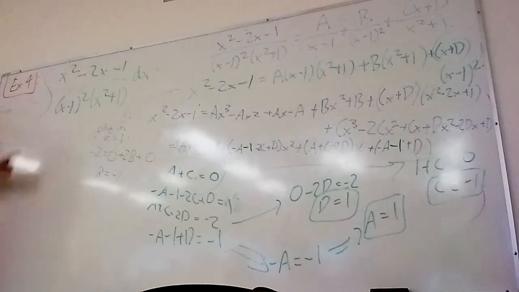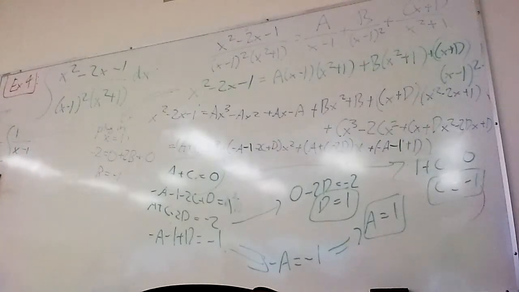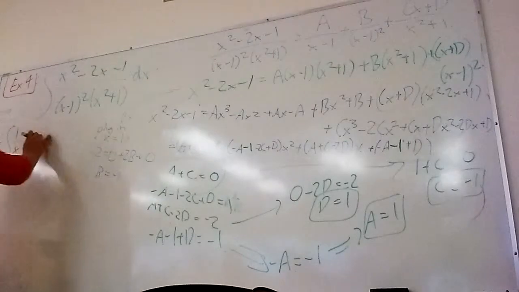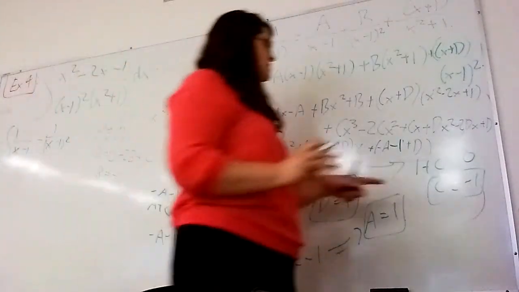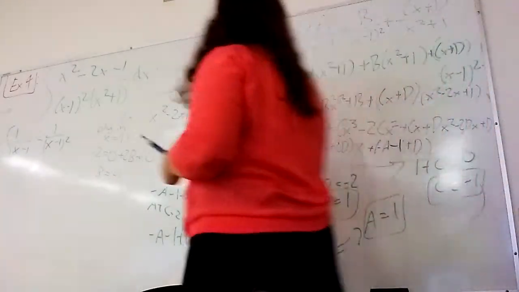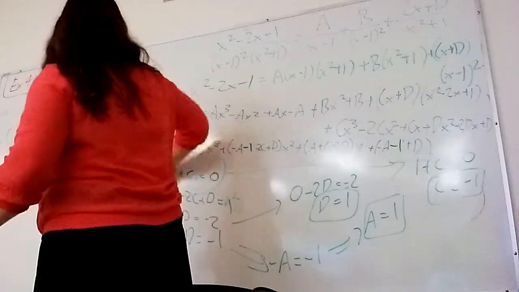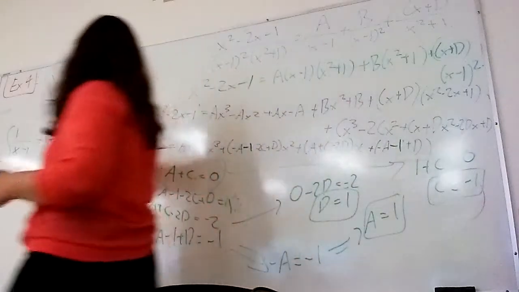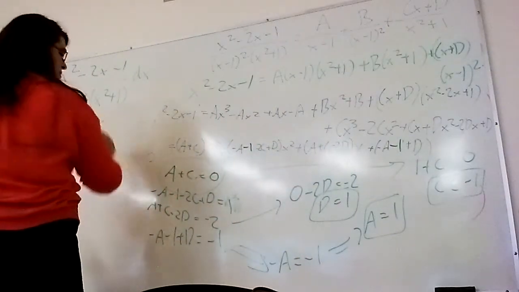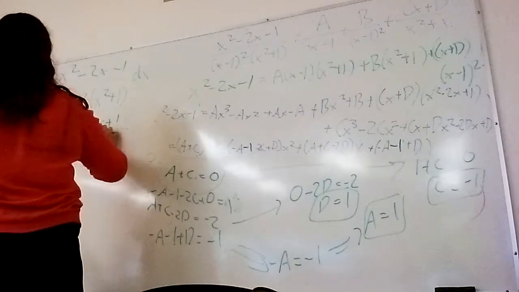So, A here is 1. So I've got, what I'm trying to integrate, I've got a 1 over x minus 1. B is negative 1. So I've got a negative 1 over x minus 1 squared. C is negative 1. Oh boy, I'm going to have to erase a little bit. I'm going to have to erase this part where I found D. C is negative 1. So I have a negative 1x, and D is positive 1 over x squared plus 1.